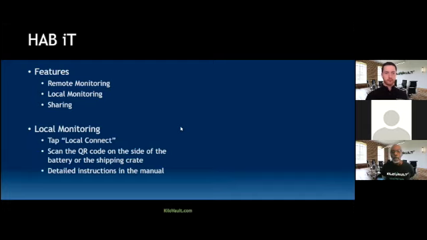So for local monitoring, on the login screen, you'd simply tap Local Connect and then scan the QR code on the HAB, or the same QR code, its code is given to you on the side of the shim crate. And with that, you can get access to the information on the HAB, but it does not actually register the HAB as belonging to you. There are detailed instructions for how to do local monitoring in the HABit manual, which is large enough that we actually created a separate manual for the HABit app.